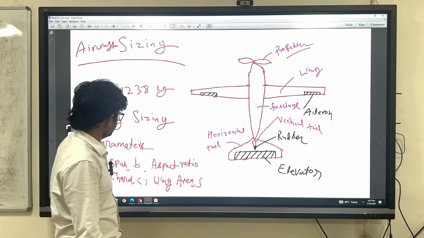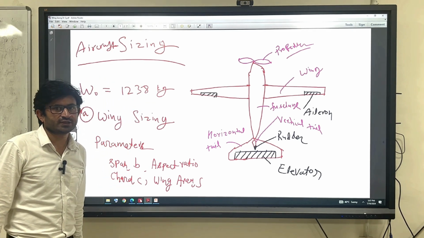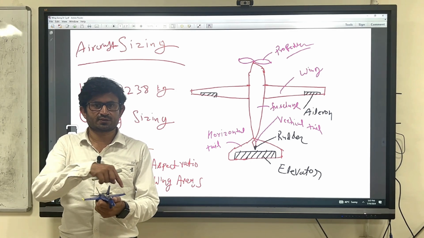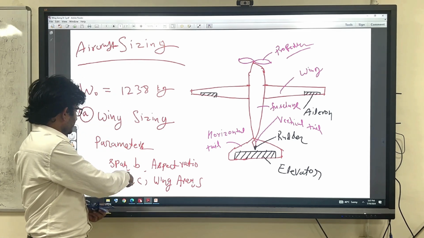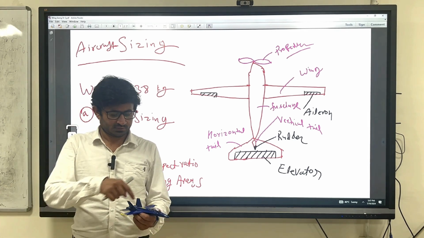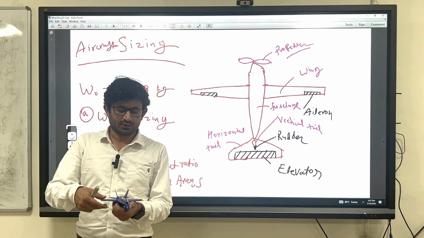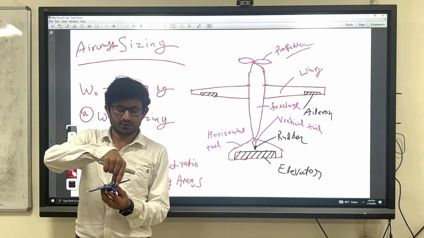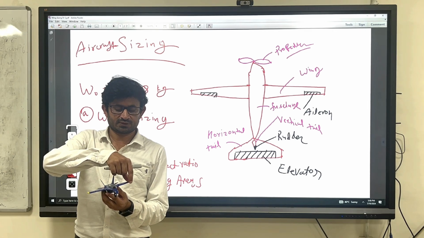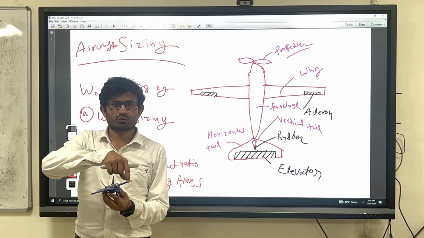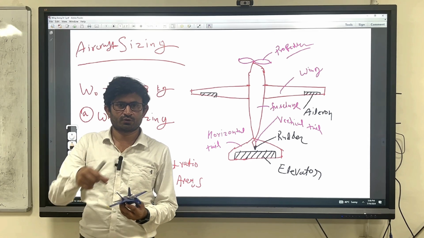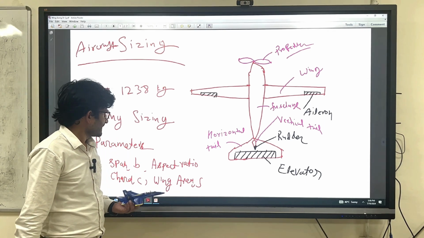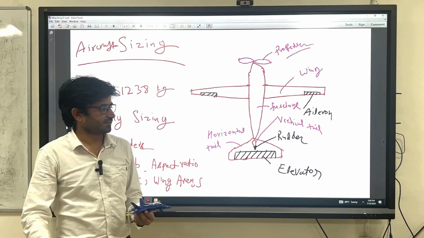Okay, so what are the parameters associated with the wing? One is span, the tip to tip distance is called span. Okay, and one is wing chord. This is a wing chord. You can see in this sketch you have one chord at the root, we'll call it the root chord, and one chord at the tip, called the tip chord, and in between the root chord and tip chord we will have the mean aerodynamic chord. We will discuss where it is located actually. Okay, and wing area obviously.